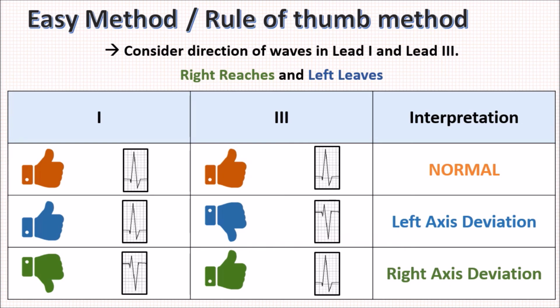Similarly, if the direction of waves in lead 1 is positive and in lead 3 is negative, they are leaving each other, so this is left axis deviation. Remember friends, this method is easy and short, but less accurate compared to the first method.